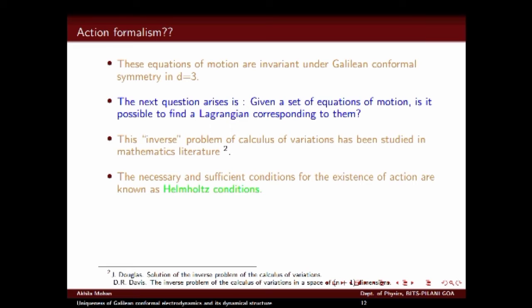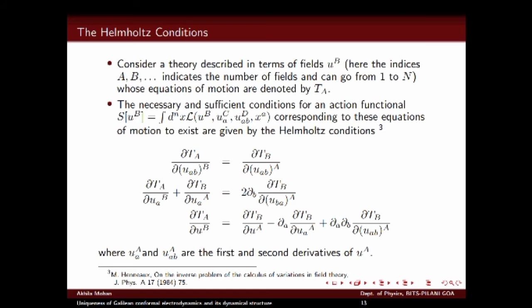And the next question to be asked is, given a set of equations, is it possible to find a Lagrangian corresponding to them? This problem, known as the inverse problem of calculus of variation, has already been studied in the mathematical literature. There are conditions called the Helmholtz conditions, which are necessary and sufficient conditions for the existence of an action. So I briefly tell these. These are the Helmholtz conditions. The equations of motion should satisfy these conditions in order to have a corresponding action.